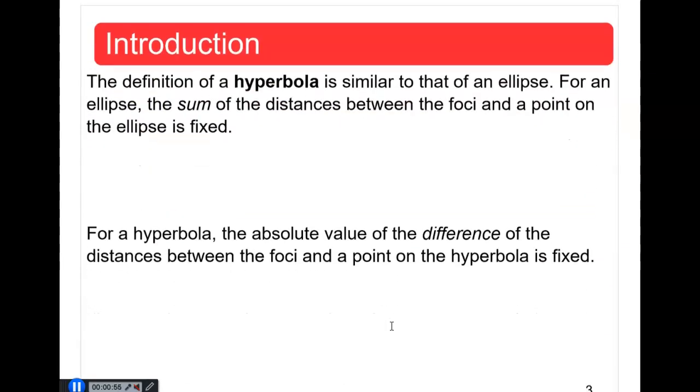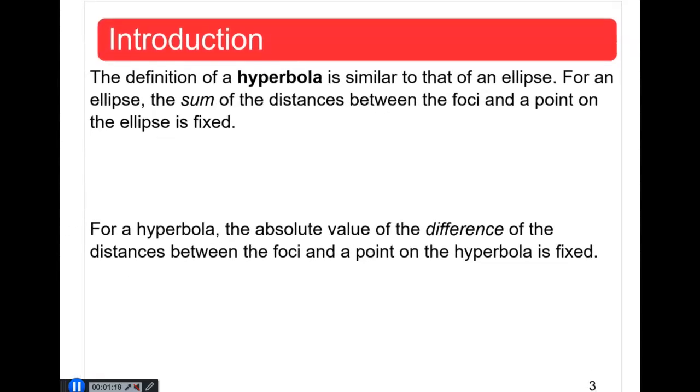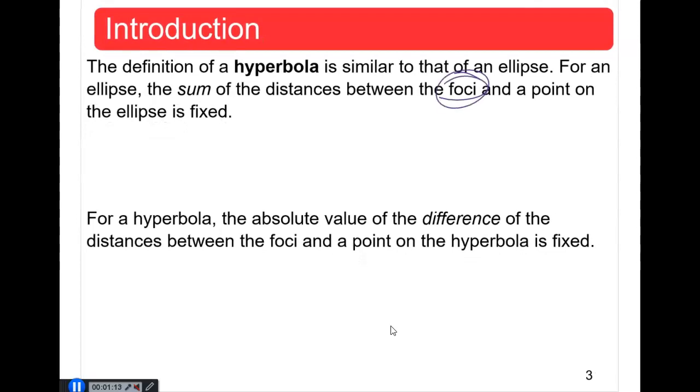So as an introduction, the definition of a hyperbola is similar to the one of an ellipse. For an ellipse, we add the distances from the foci to a point on the ellipse. So something like that. Let's say the foci here, and we pick a point. And if we trace the distance from one to the other and we add them, it will always be the same as for any other point, tracing it to those 2 points, to the foci.